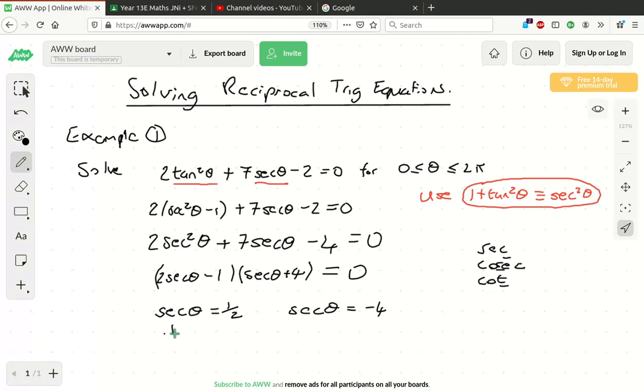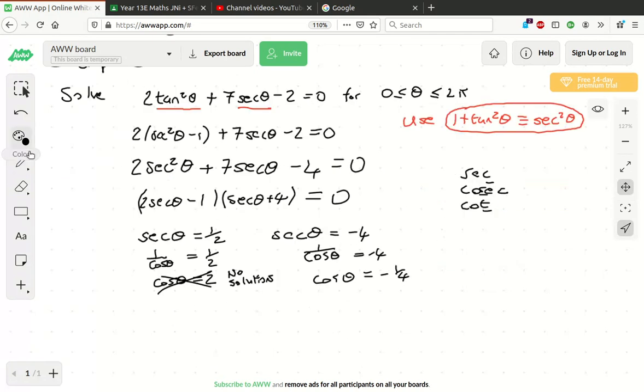Okay, so this is 1 over cos theta is a half, in which case cos theta is 2. And that's got no solutions, because cos theta never gets as high as 2. It only goes up to 1. So you can cross that out. This gives us 1 over cos theta is minus 4, and hence cos theta is minus a quarter. Normally I'd go straight to cos theta is minus a quarter there, but it doesn't matter. Now we've just got to make sure our calculator's in radians, which is always easily forgotten, and do inverse cos of minus a quarter.